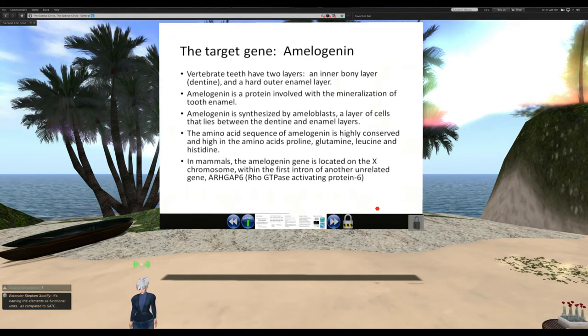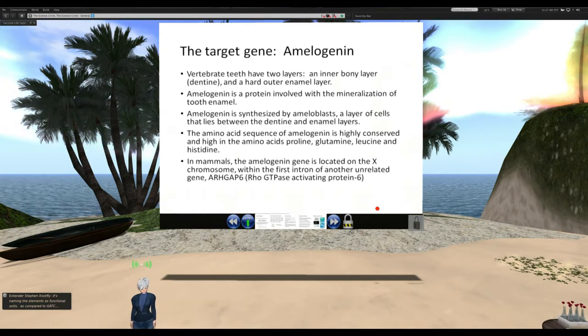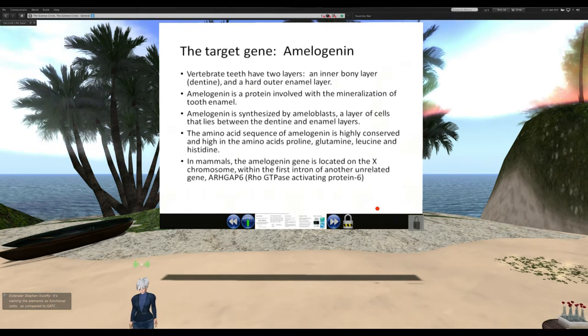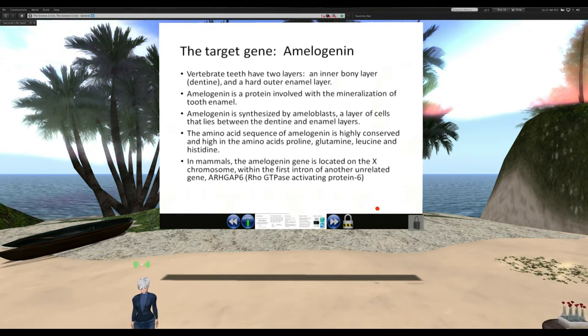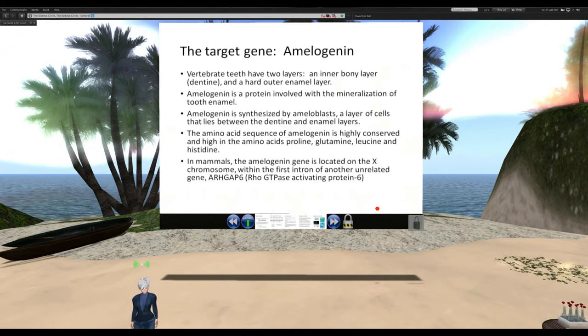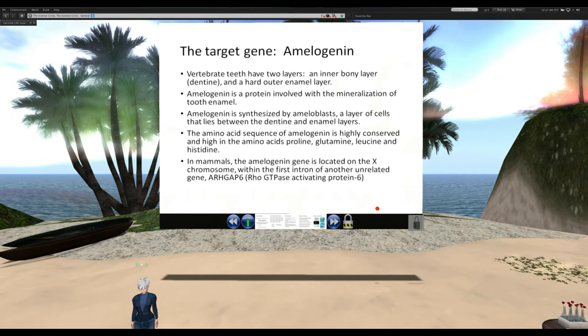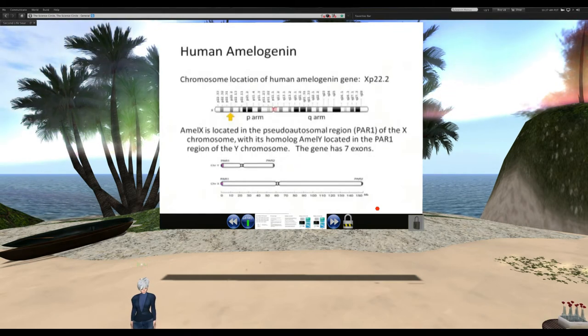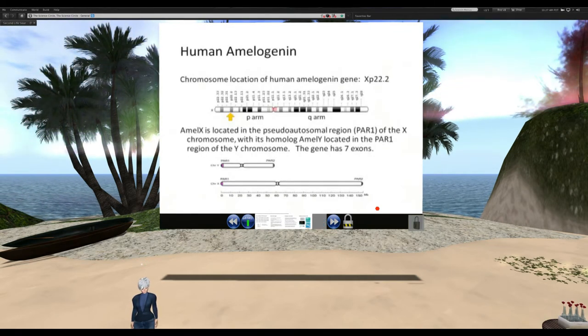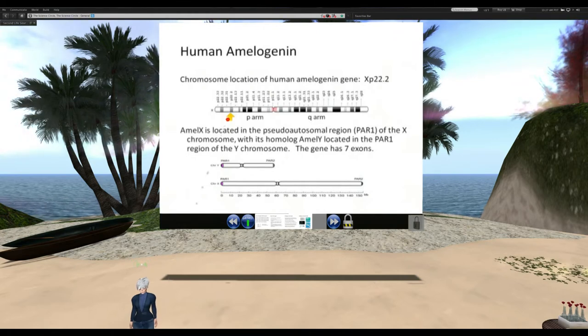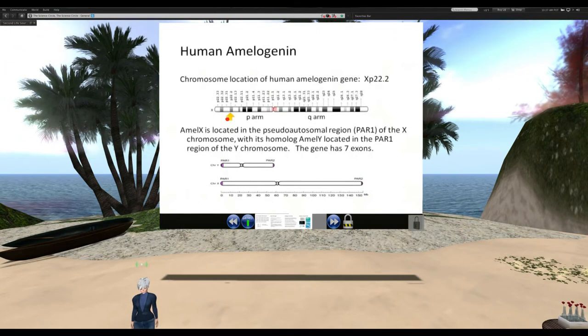Most genes outside of bacteria are broken up into pieces called exons, which are separated by non-coding regions called introns. The amelogenin gene is in the first intron of ARHGAP6, between ARHGAP6 exons 1 and 2. So this is the location of the human gene.